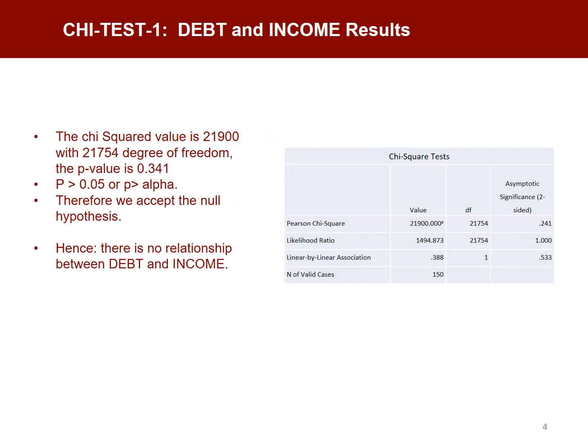In our findings, we see the chi-square value is 21,900 with 21,754 degrees of freedom. The p-value is 0.341, which results in p being greater than 0.05, or the p-value is greater than alpha. Therefore, we accept the null hypothesis. Hence, there is no relationship between debt and income.